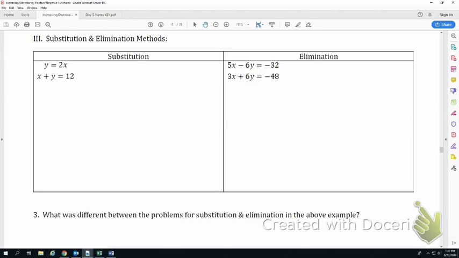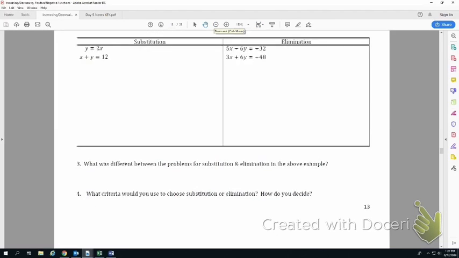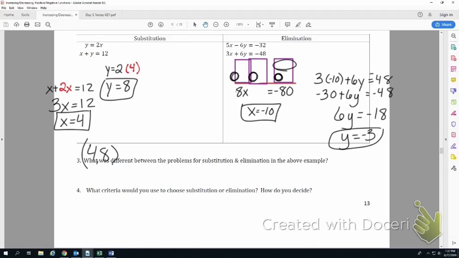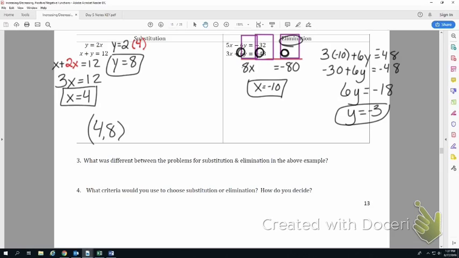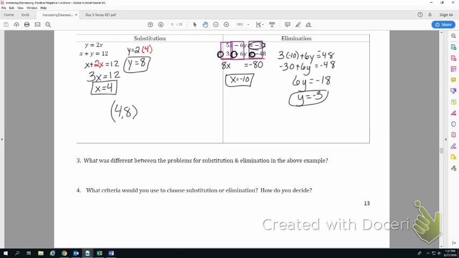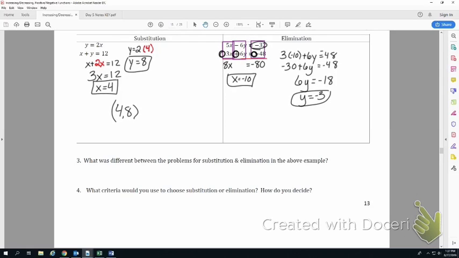So if you look at those questions, I'm going to pop the work back up on the screen here while we answer them, so I can refer back to them if I need to. Just a second. There it is. And both these questions, they're kind of asking the same thing. I don't know if we necessarily need to answer both. But on 3 it says, what was different between the problems for substitution and elimination in the above example? So, what was different about them?